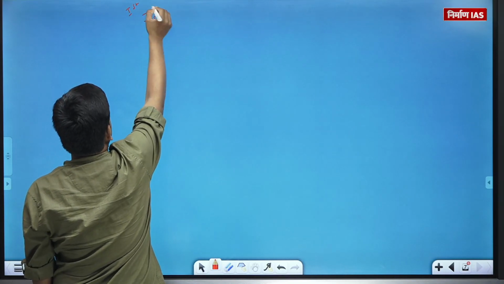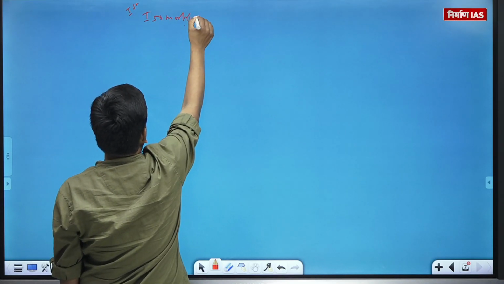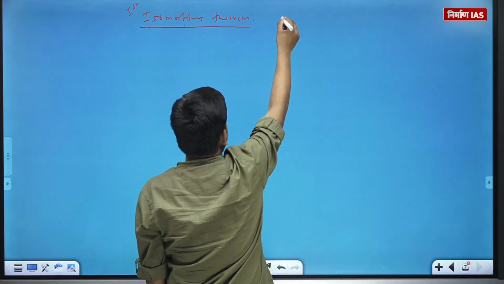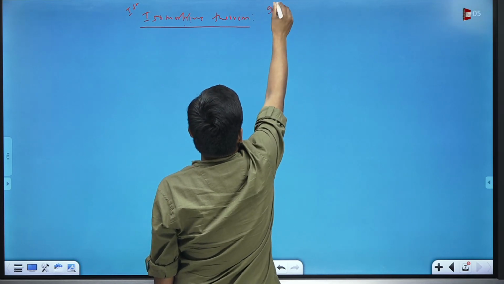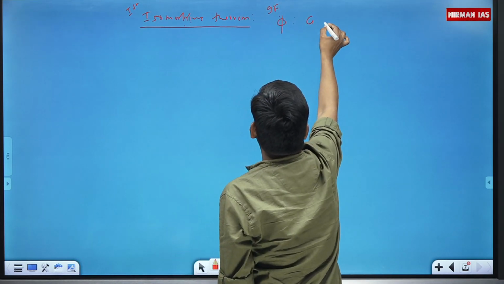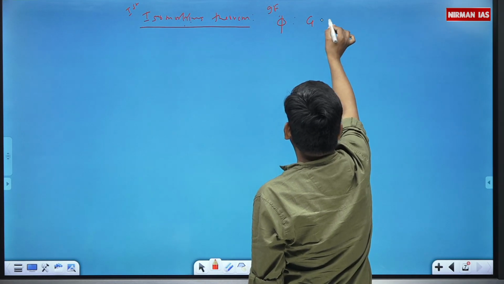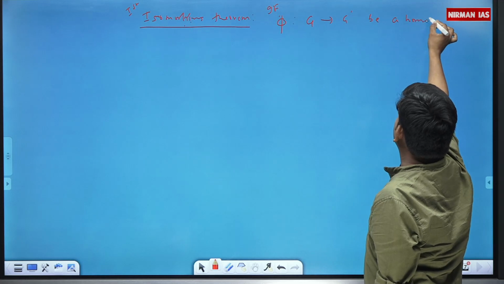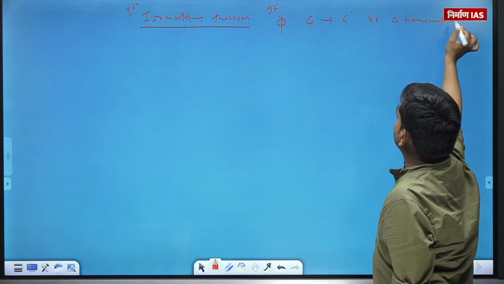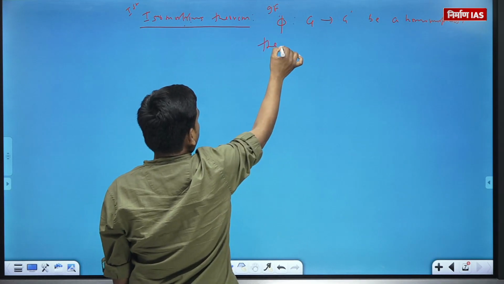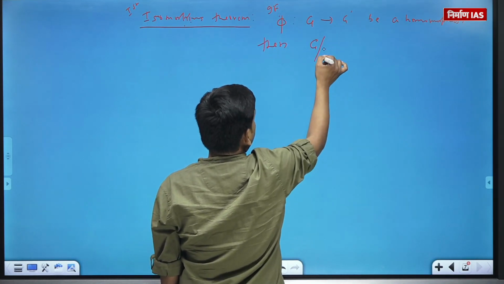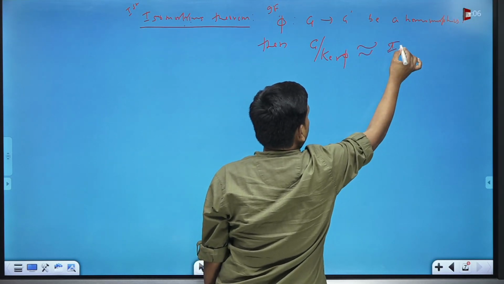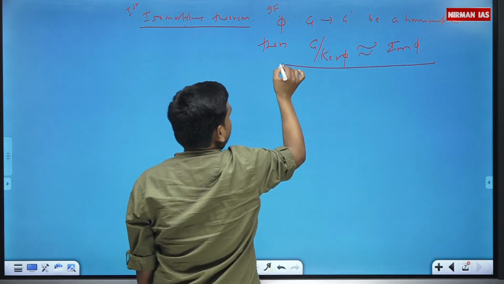So first isomorphism theorem, that is, if phi from G to G dash is a homomorphism, then G by kernel of phi is isomorphic to image under phi.